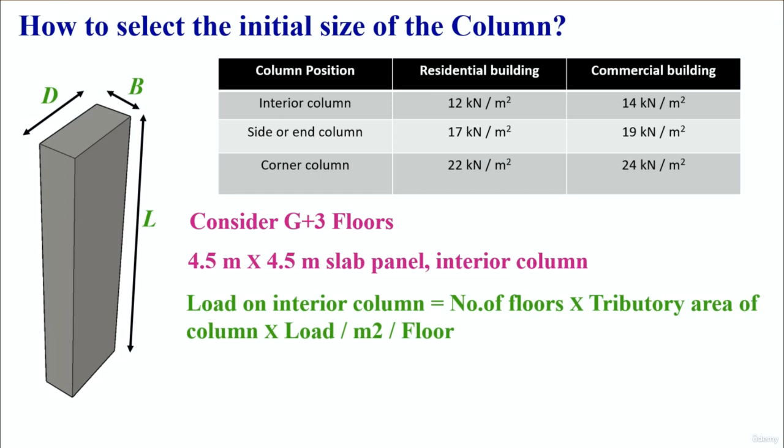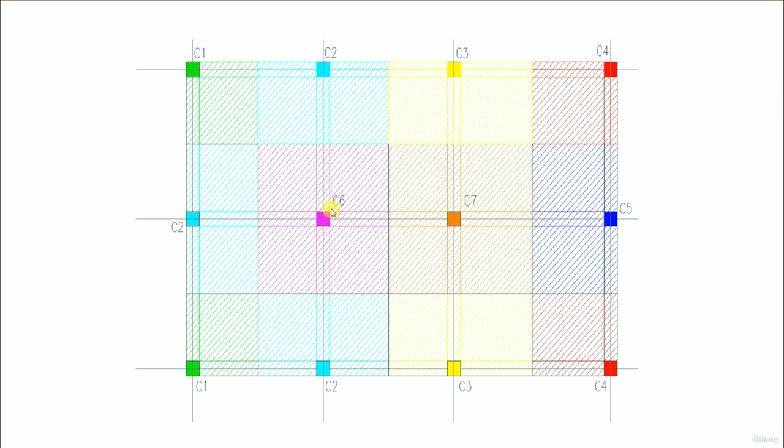Before proceeding with the calculation, let me explain you what is the tributary area of column. In this column layout, consider this column C6. So this area, the shaded area, is the tributary area of this column. That means this portion of the load will come to this column. Center to center of the column we have to consider, and then we have to find out this tributary area of the column. For example, if you consider C3 column, so this is the tributary area of this column. Similarly, if you consider this C4 column, so this is the tributary area of this column. So this is how you need to find out the tributary area.